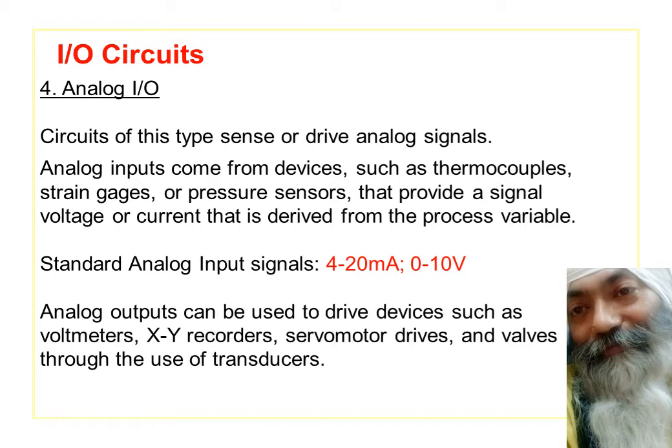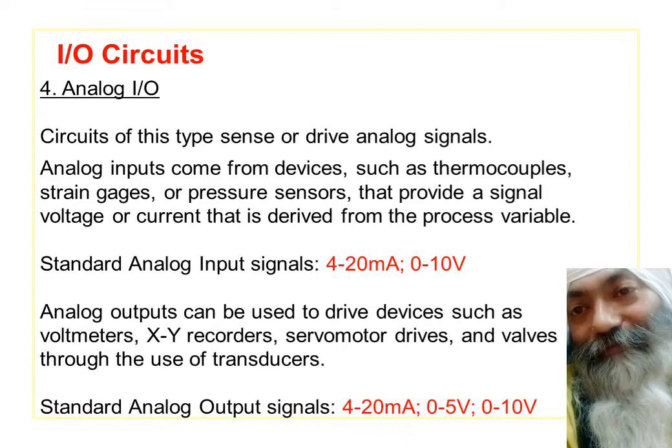Similarly, for the analog output, which can be connected to servo motors or to recorders or voltmeters or valves, they can also be controlled through the use of certain transducers. Again, the standard outputs are the same: voltage can be 0 to 10 volt, voltage can be 0 to 5 volt also, depending upon the kind of output device which we are using.